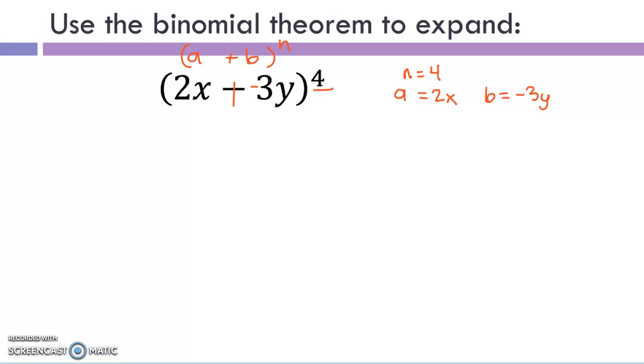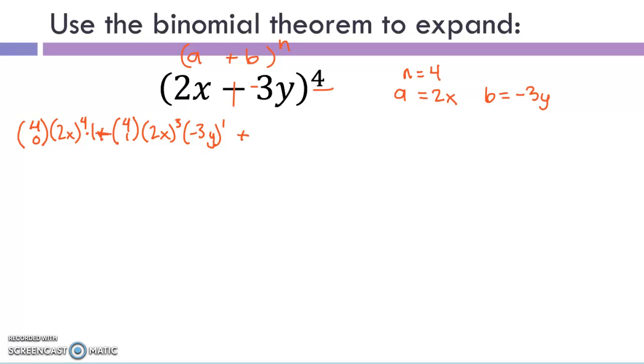As we expand this, the binomial theorem says we're going to take 4 choose 0, and then a, 2x to the 4th power, plus 4 choose 1 times 2x to the 3rd power, and then b, or negative 3y to the 1 power. Now remember, right here, what do we have multiplied? We have negative 3y to the 0 power, but that's just 1. And we are adding.